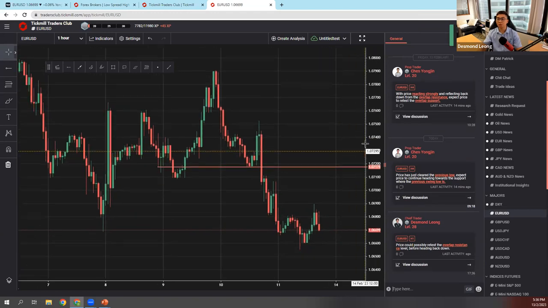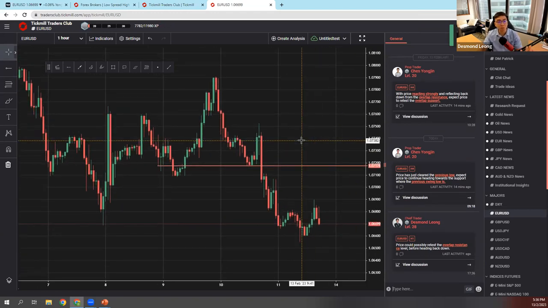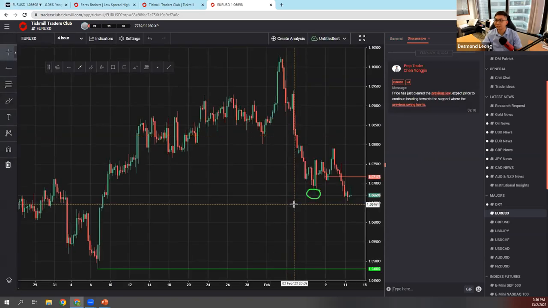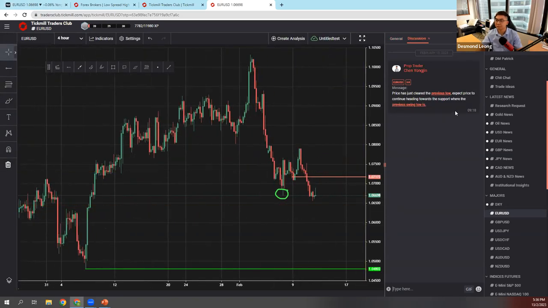When you are looking at my analysis and want to know what I'm talking about, you can highlight overlap resistance. On your charts, you can see exactly what I'm referring to, so you won't be confused. This is just an analysis that I wrote earlier on the H4 chart. I was saying that price cleared the previous low. Where is the previous low? Take a look.